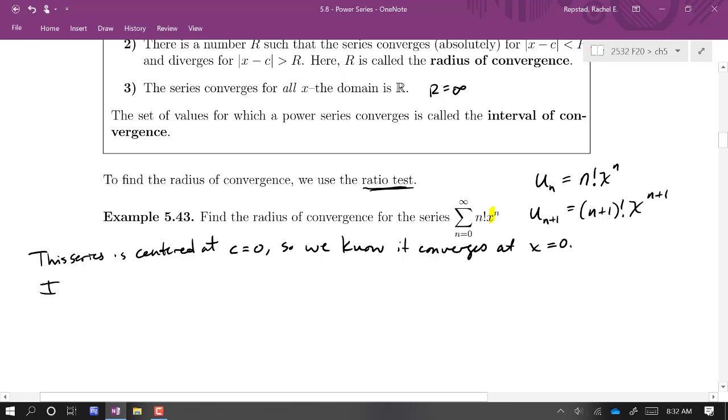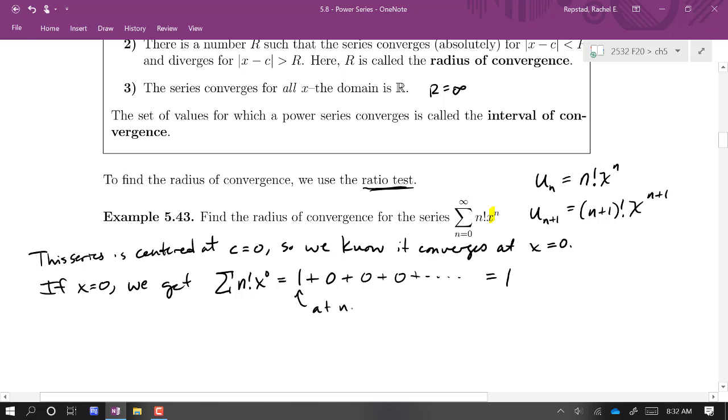Now, if x is equal to 0, the series we get looks like this. The first term is 1, and then every other term is 0, because we have powers of 0. And so this is just 1. And just as a quick reminder here, at n equals 0, 0 factorial is equal to 1 by definition.